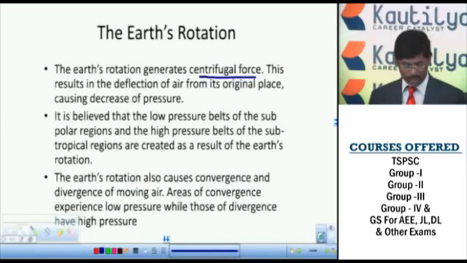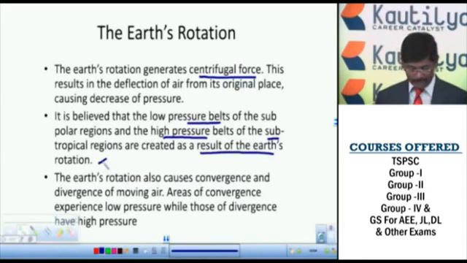It is the original place to decrease. Again, we believe that there are low pressure belts of the subpolar region and high pressure belts in subtropical regions, created as a result of the Earth's rotation.